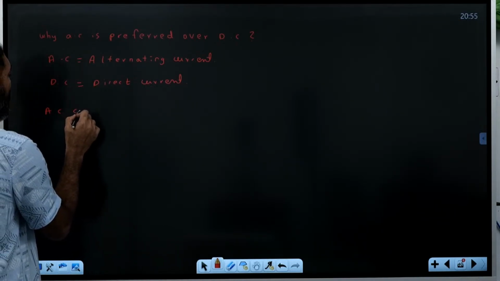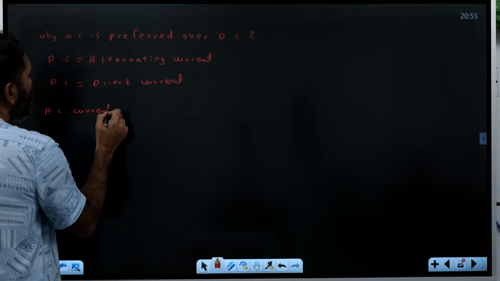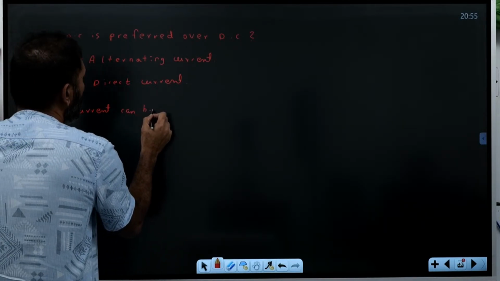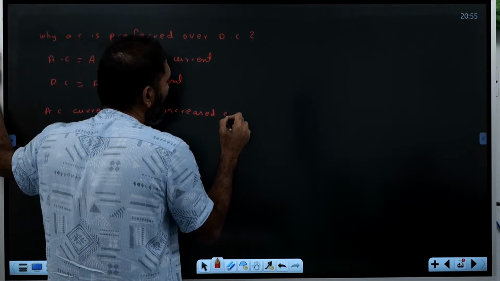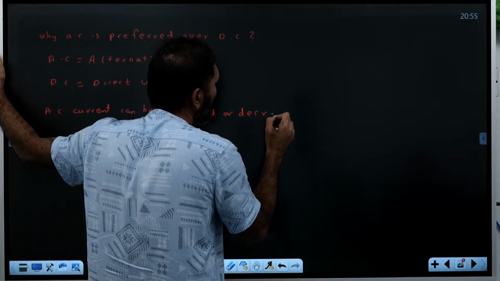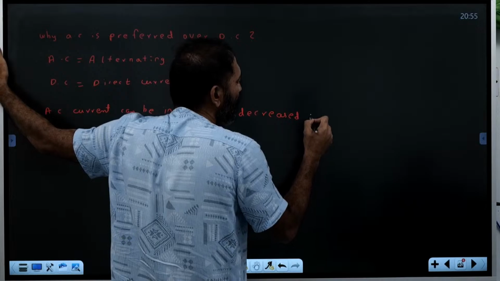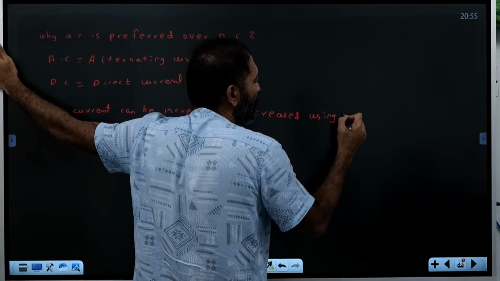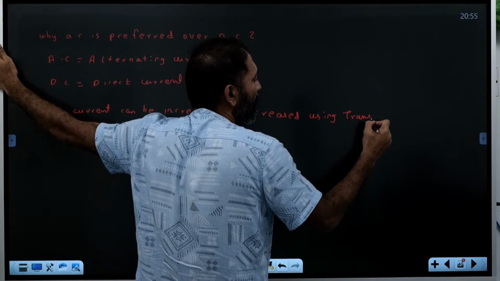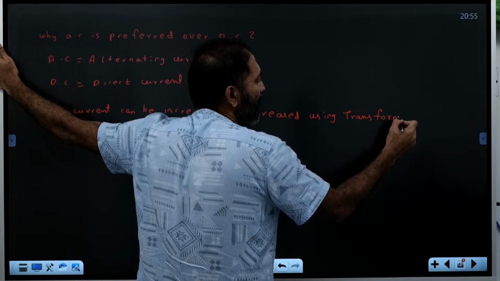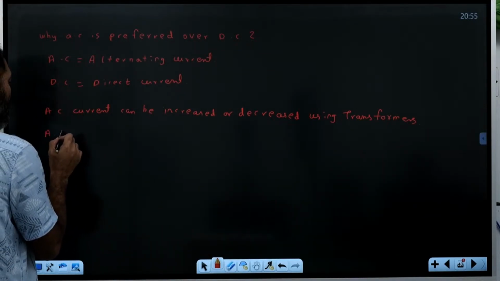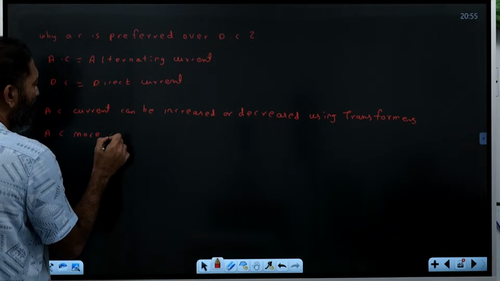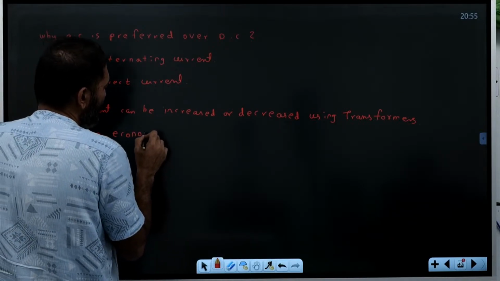Reason: AC voltage can be increased or decreased using transformers. AC is also more economical than DC.